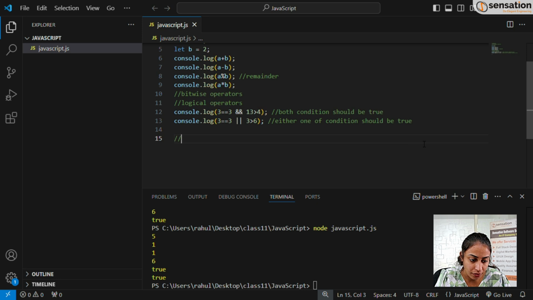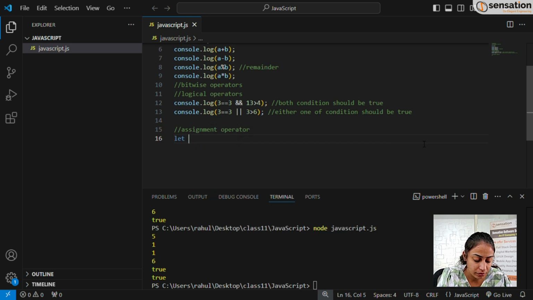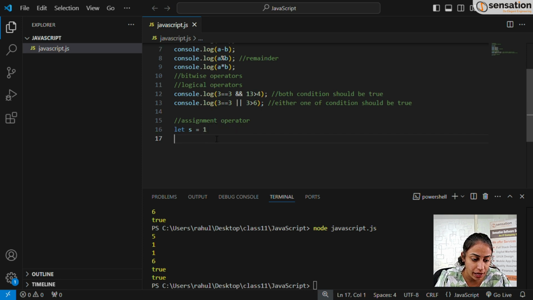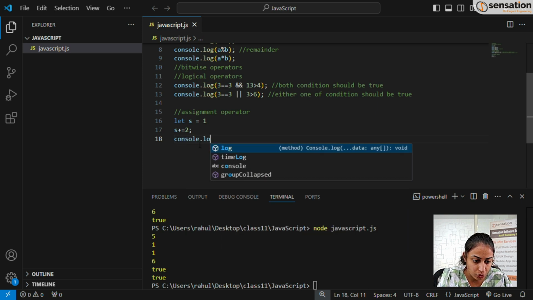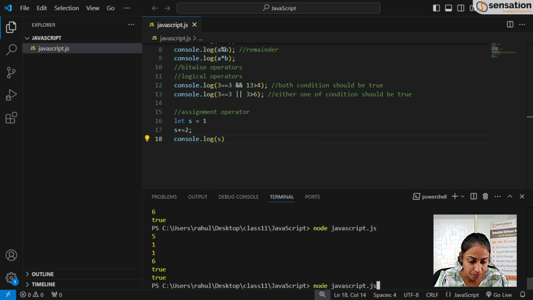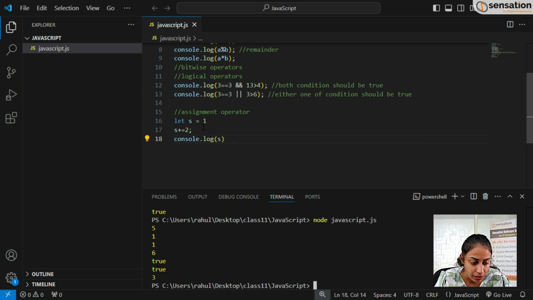Another one we have is assignment operators. Like I'm giving let s equals 1. Here equals is an assignment operator, assigning one value to s. If I give s plus equals 2 and print console.log s, running the command we have 3. Initially the value of s is 1. When I use plus equals 2, it adds 2 to s and gives the output 3. 2 plus 1 is 3.